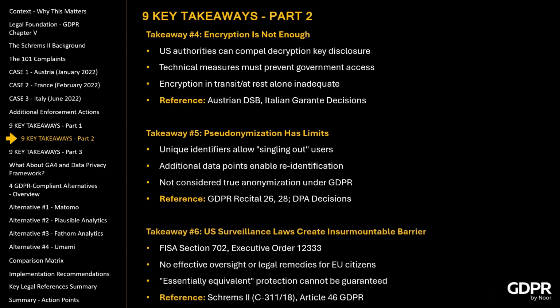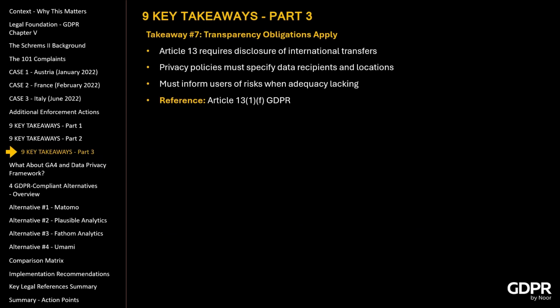Takeaway 6: US surveillance law is the core barrier. Schrems II made this clear. US surveillance law allows broad access to non-US persons' data with no effective remedies for European citizens. Because of this legal framework, transfers to the US cannot guarantee a European equivalent level of protection, even with SCCs or technical measures.